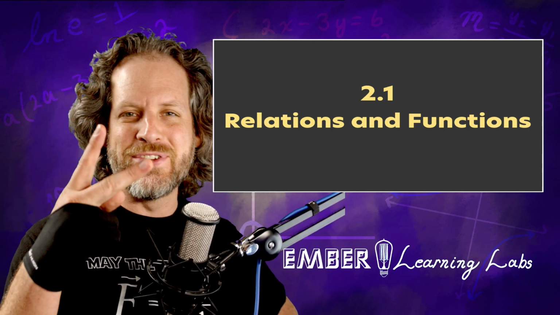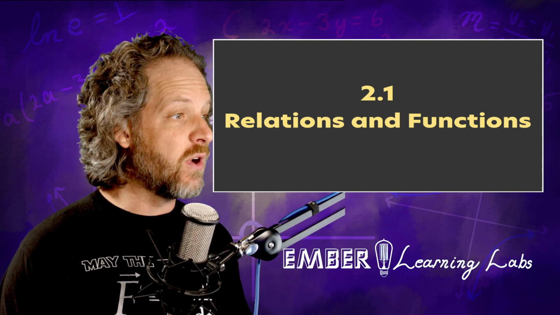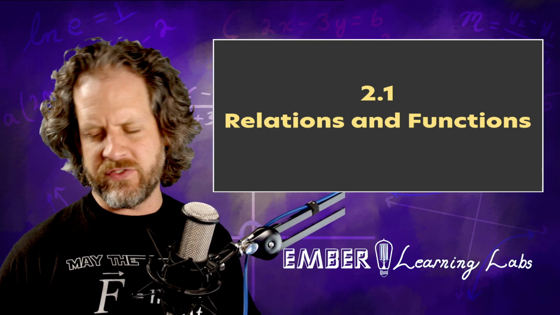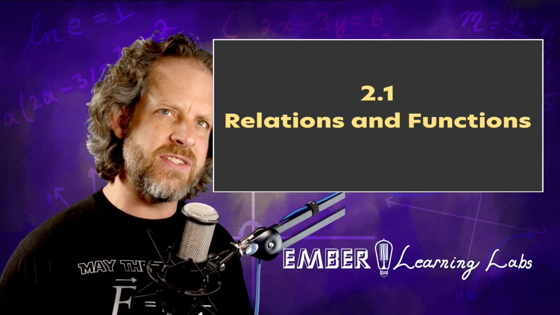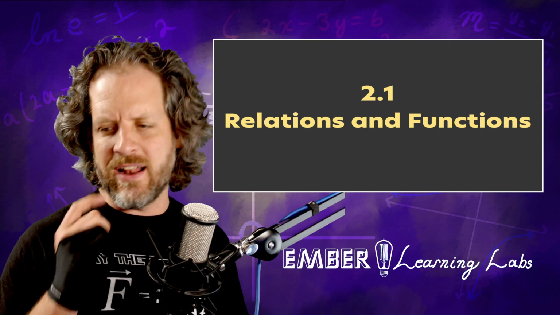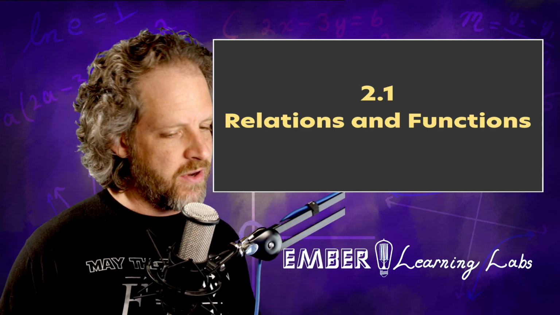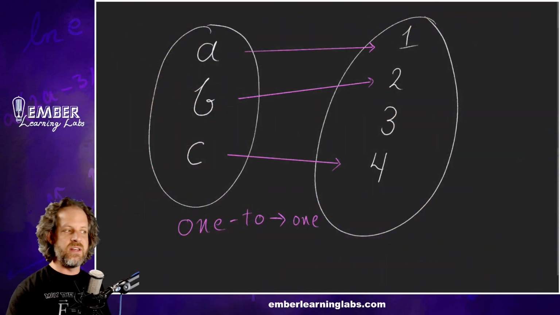We are in chapter 2, lesson 1 of Algebra 2. We're going to look at relations and functions. This is going to be some review, taking some Algebra 1 concepts and making them more specific. We're going to add some vocabulary, do a handful of examples, and then we're going to be done.